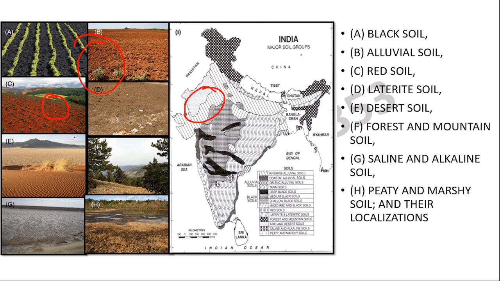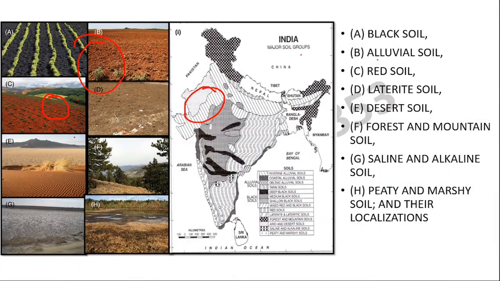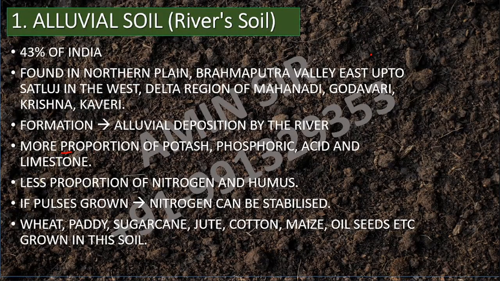You can see on the map, just look at the map. This map shows the different soils available in different areas or different states of India. So let's begin with the alluvial soil.